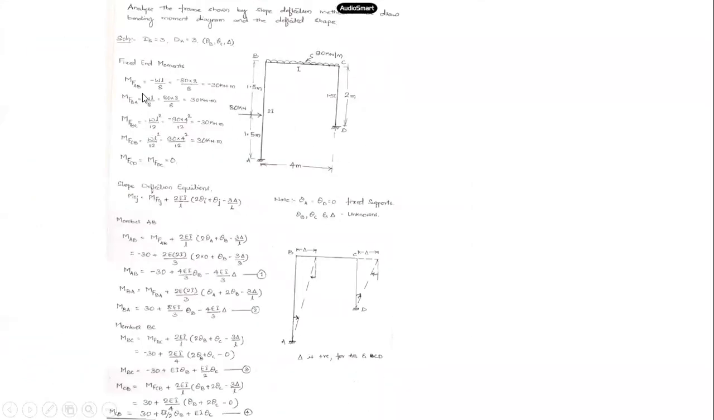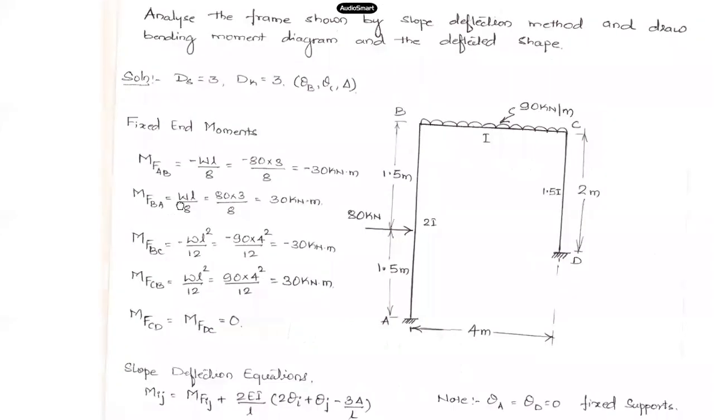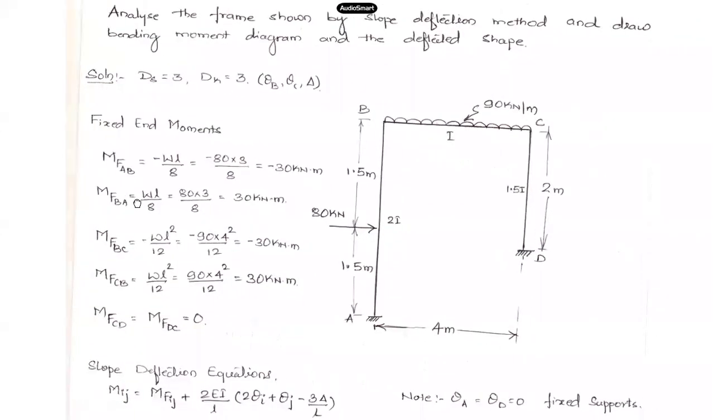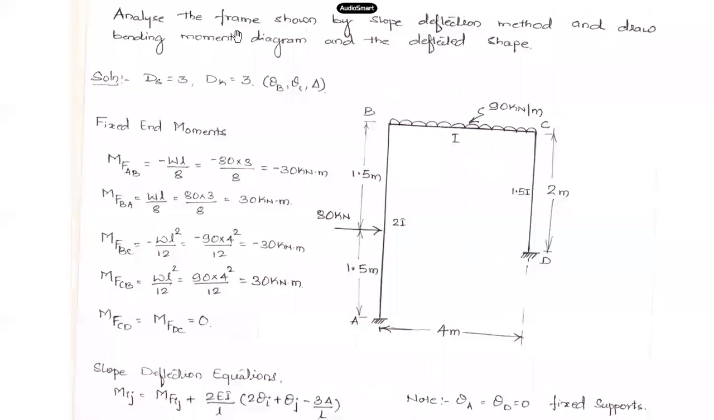Now, how do we deal with such frames? How do we do the analysis of such sway frames? That we'll see in this example. We are asked to analyze the frame by the slope deflection method and draw the bending moment diagram and the deflected shape. So I tried calculating the degree of static indeterminacy in this case.